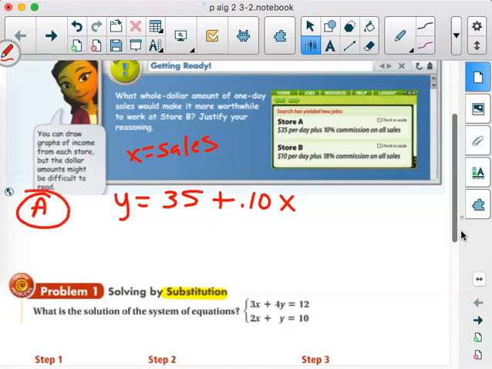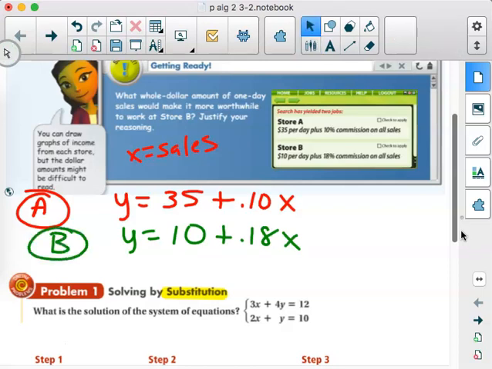Store B, even worse, 10 bucks per day. Good golly, that's hardly nothing. But with that store, you can earn 18% commission on all your sales. So you start thinking, why does a business want to do this? Why would a business say, we'll give you $35 a day plus 10% of your sales? We'll give you $10 a day plus 18% of your sales? Because like I said, they're selling big ticket items. These are things that cost thousands of dollars.